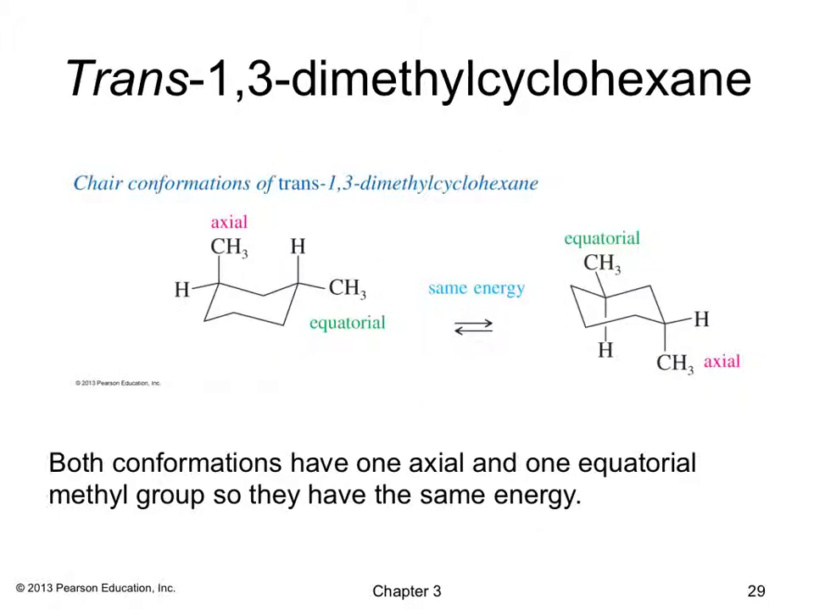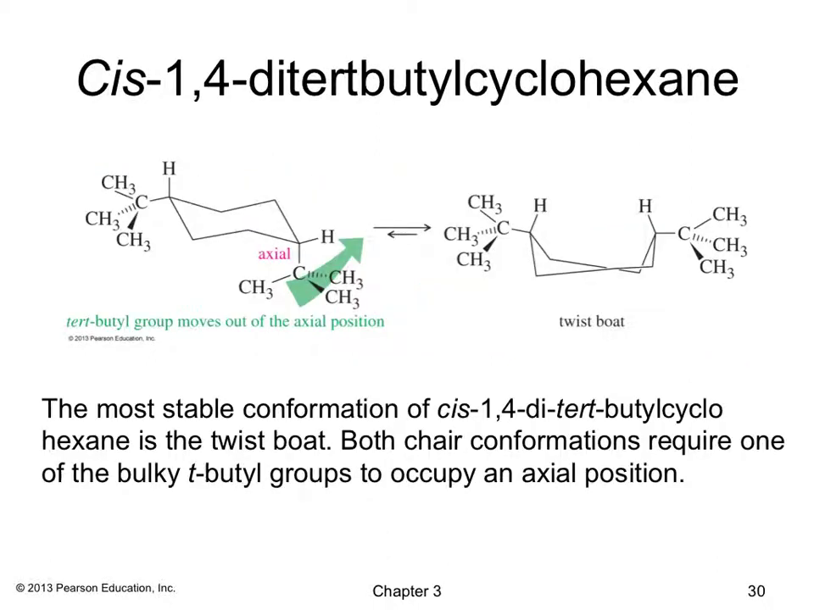In the case of trans, again trans being in italics, the 1,3-dimethylcyclohexane shows that both these conformations, when you do a ring flip, are actually in the same energy state. Because in one case we have one axial and one equatorial. When we do a ring flip, that axial becomes equatorial and that equatorial becomes axial. As a result, they have the same energy. Cis-1,4-di-tert-butylcyclohexane.